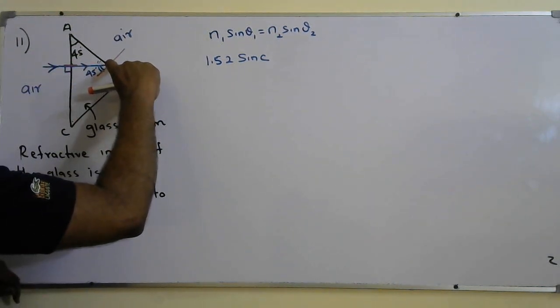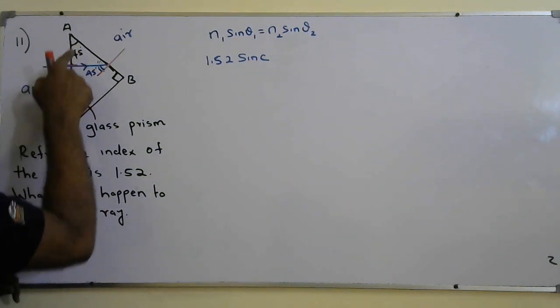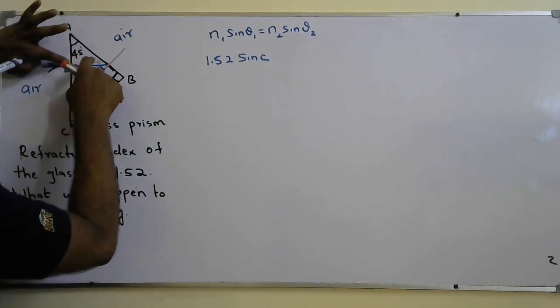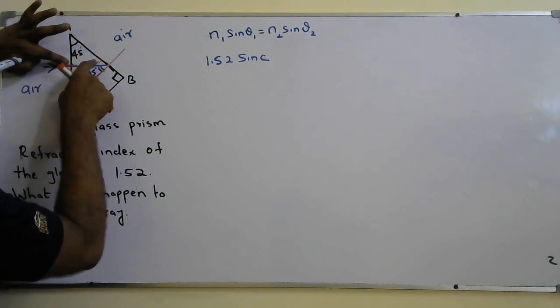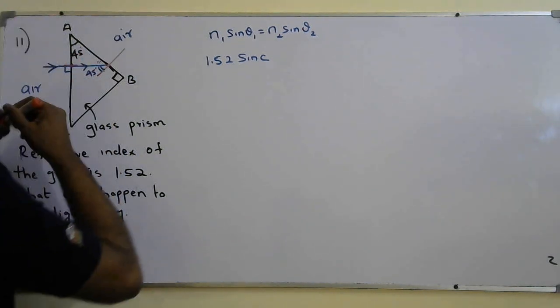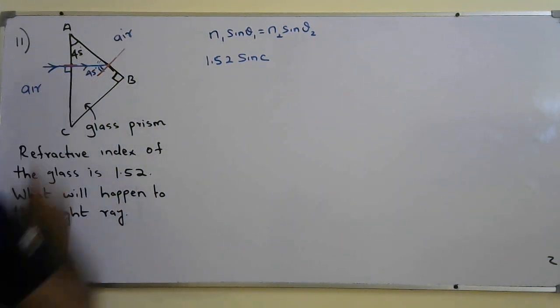So there is an angle of incidence here, 45 degree. I calculated it. This is 45 degree given, this is 90 degree, so this should be 45. In this right angle triangle, this is 45, this is 90 degree, this is 45. But this red color line is the normal to the boundary. So this is 90 degree, means this is 45 degree.